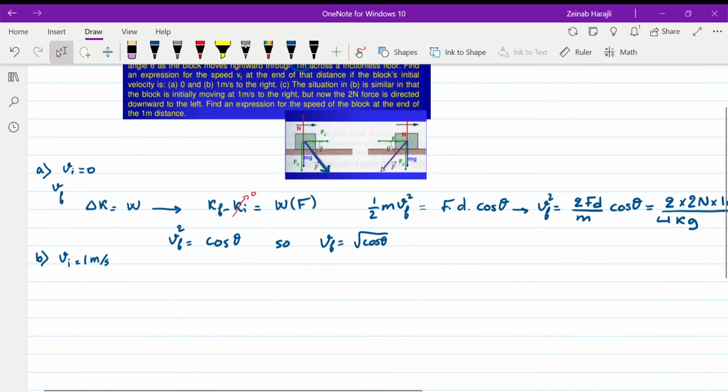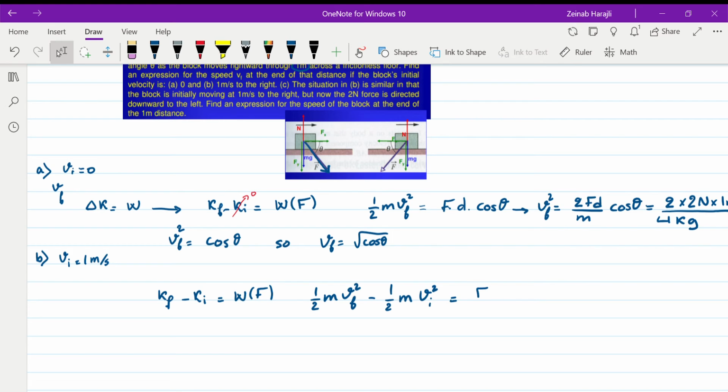Now, if the initial speed is 1 meters per second, then the initial kinetic energy will not cancel out. Our expression will be Kf minus Ki equals the work done by the force. And this leads to an extra term, including this initial speed, which is 1 meters per second. And this will be equal to fd cosine theta.